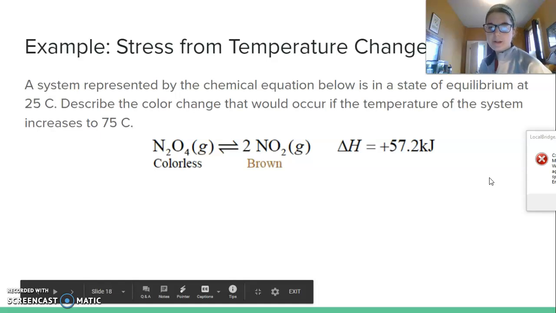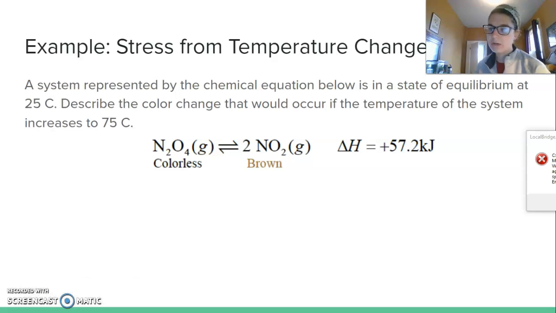So here we have a system represented by the chemical equation below in a state of equilibrium at 25 Celsius. Describe the color change that would occur if the temperature increases to 75 Celsius. Okay, and this is what I was talking about with the delta H value. Typically, they don't put heat in the equation. They'll give you a delta H value, and you have to interpret what that means.